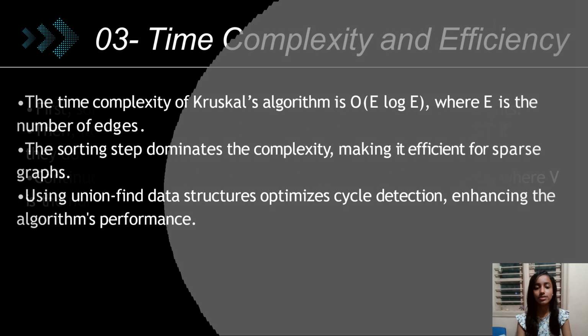Next is time complexity and efficiency. The time complexity of Kruskal's algorithm is theta of E log E, where E represents the number of edges. This complexity is primarily driven by the initial sorting step, which makes the algorithm particularly efficient for sparse graphs. The use of union find data structure significantly enhances the performance by optimizing the process of cycle detection, ensuring that the algorithm operates efficiently while constructing the minimum spanning tree.